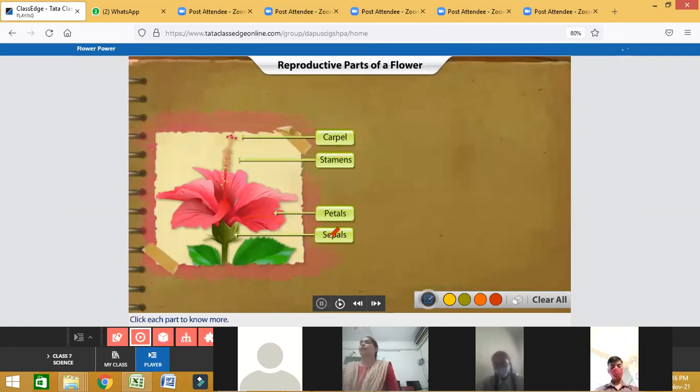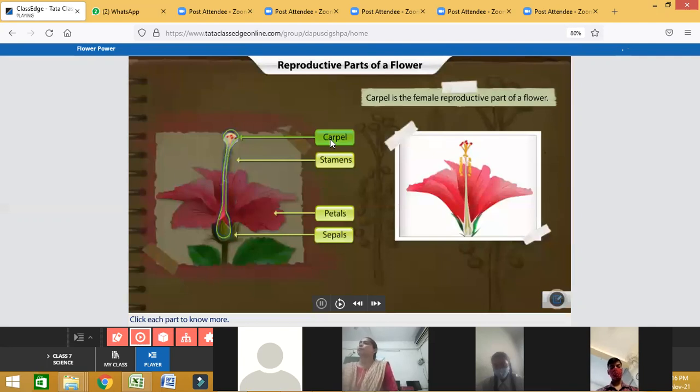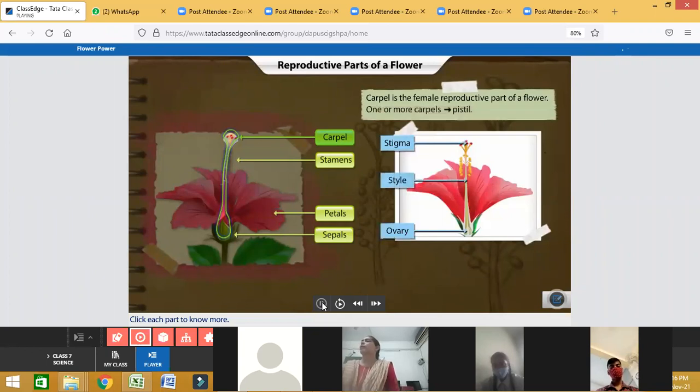As you know, flowers have sepals, petals, stamens and carpels. Now in detail you see the carpel. Carpel is the female reproductive part of the flower. Each carpel is made up of stigma, style, and ovary. A flower may have one or more carpels, together known as the pistil.